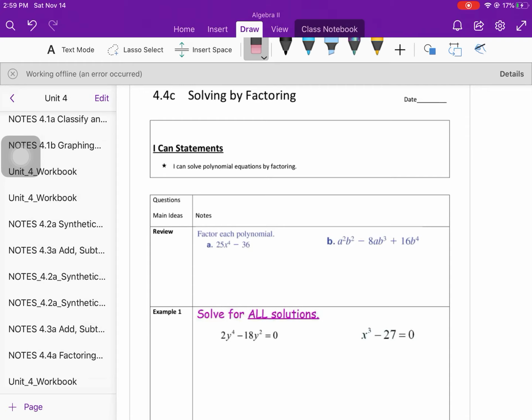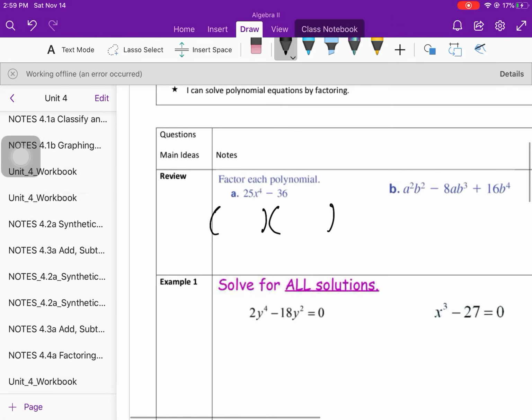If you look at the review problems A and B, notice that the first one, 25x to the fourth minus 36, 25 and 36 are both perfect squares. And since we only have two terms, this is going to end up being a difference of squares. So we do our double parenthesis to start out. We know that 25x to the fourth has to come from 5x squared for both terms. And then the 36 part comes from 6 and 6. And since it's a difference of squares, we get one of each sign.